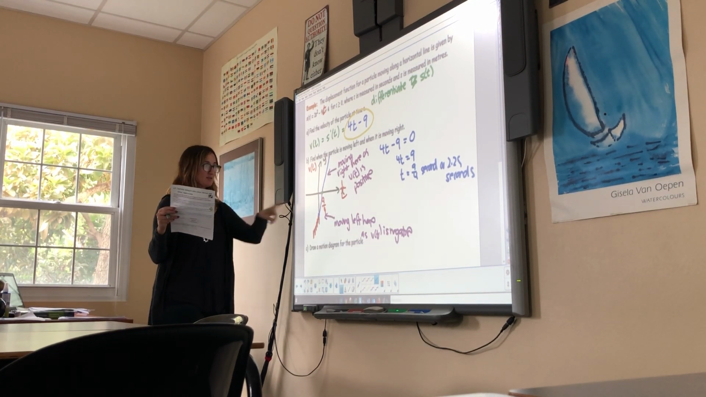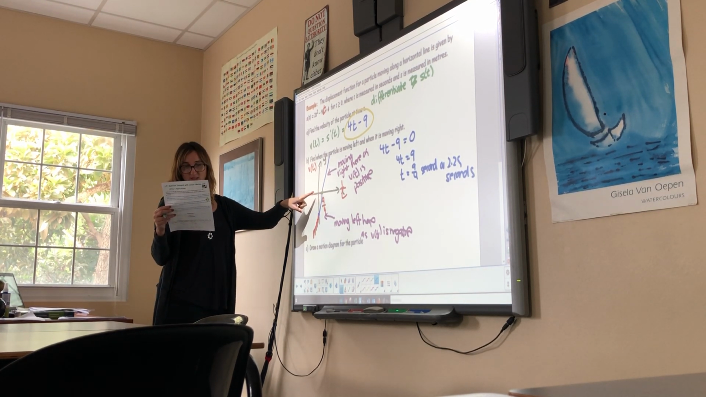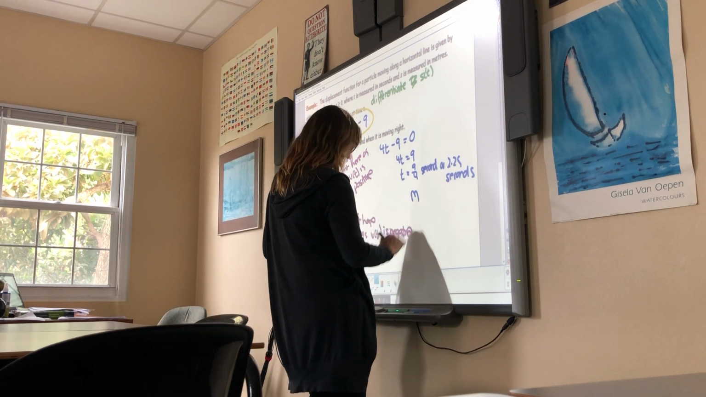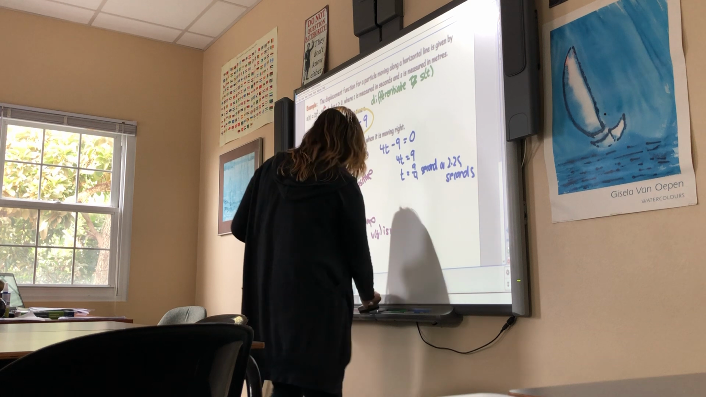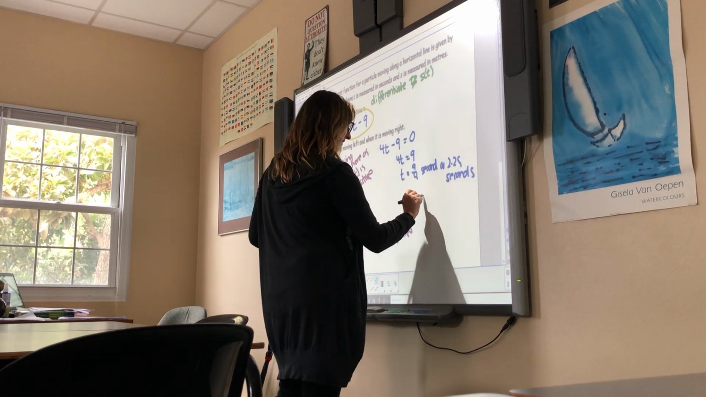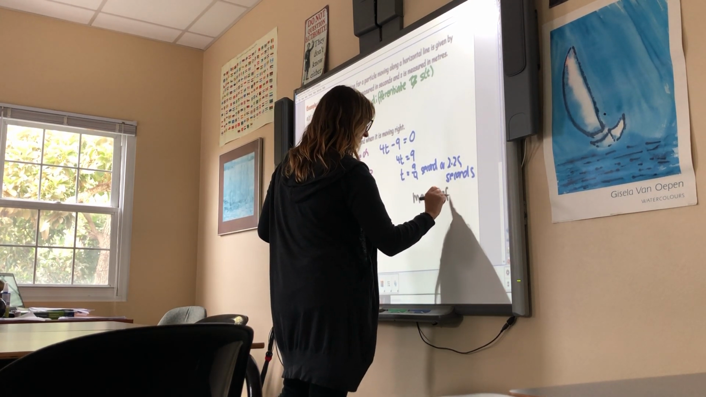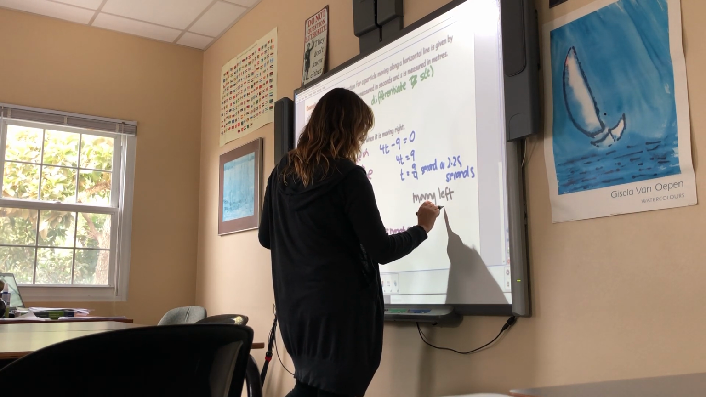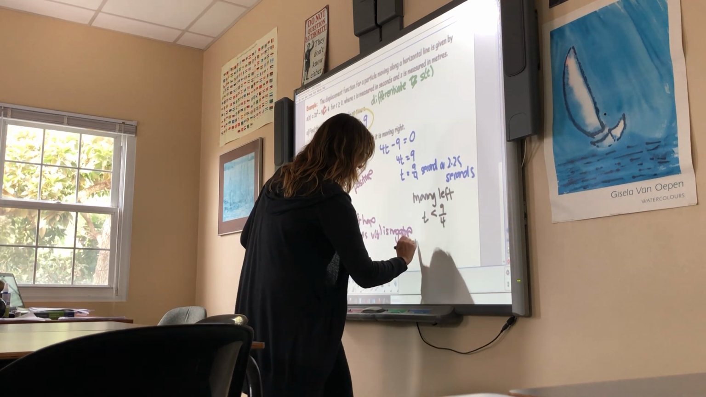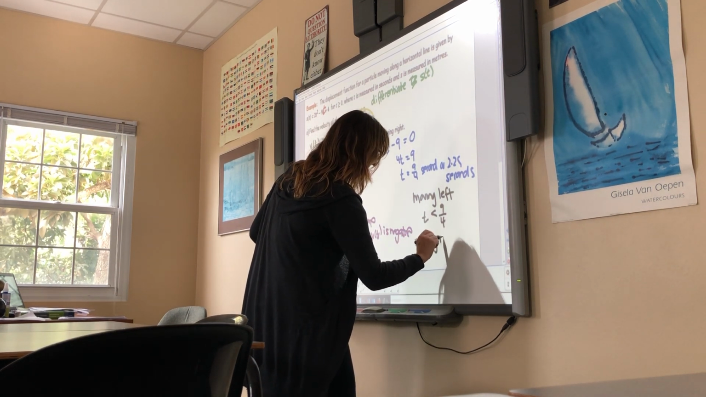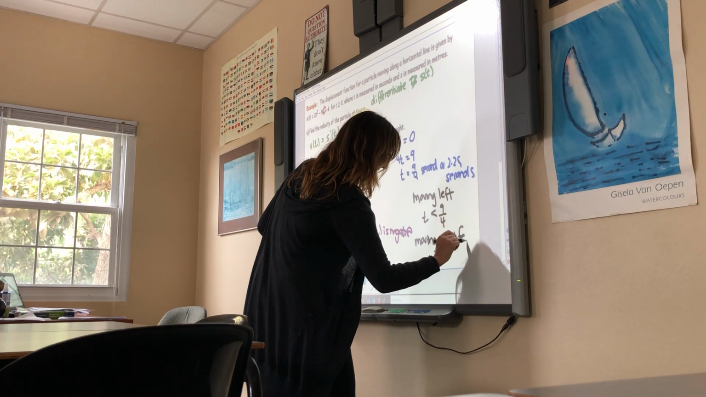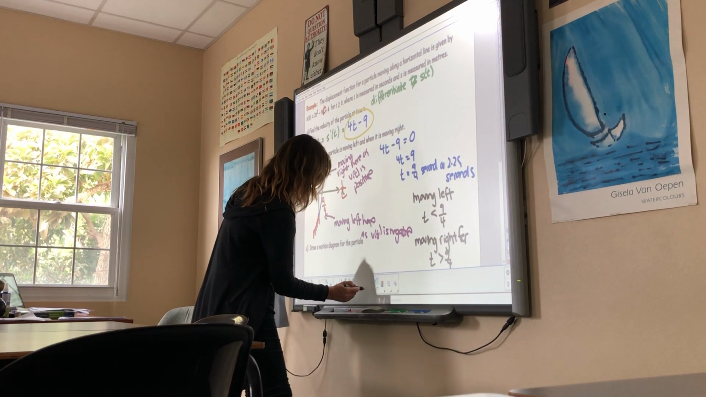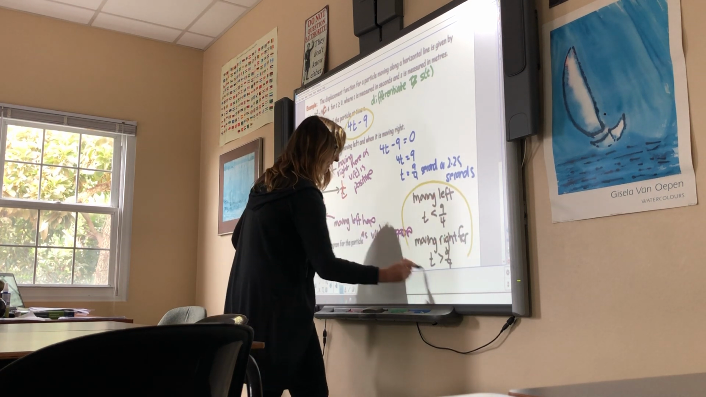So our answer is like an interval. It's where is it moving left, where is it moving right? So we could finish our answer by saying it's moving left for t values less than 9/4, and moving right for t values greater than 9/4. That's how we could write our final answer.